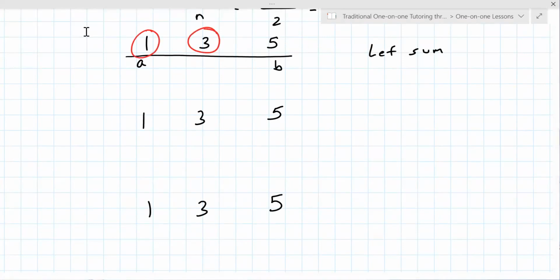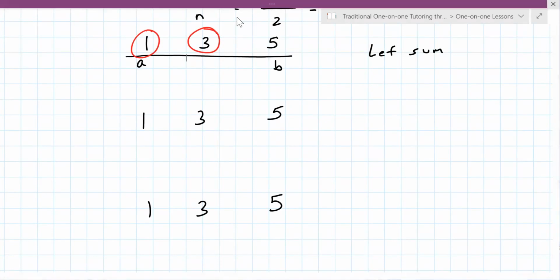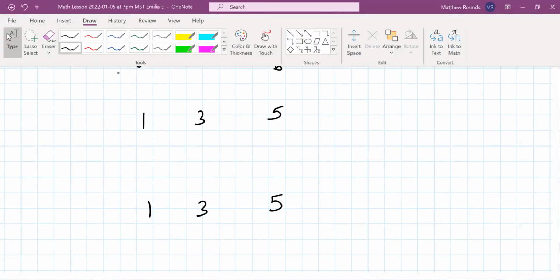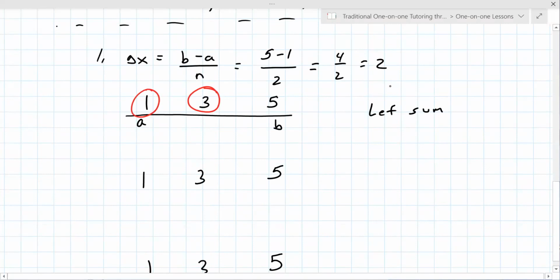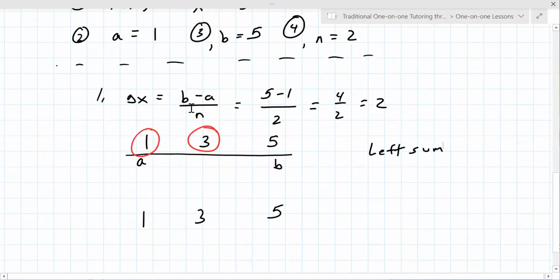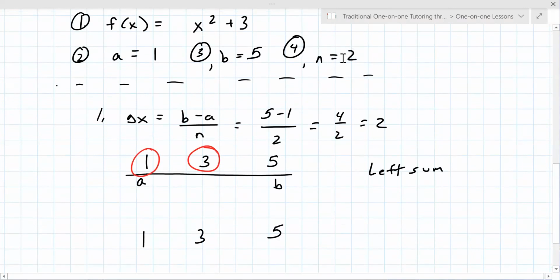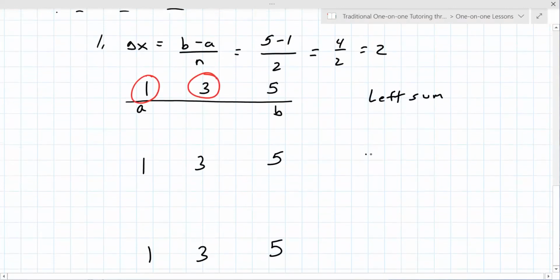Why? Because you have to start left. So you start with the left 2, because you have to start on the left side. It's because that's by definition. And then why is it 2? Because you only have 2 rectangles. Okay. It's a good question to ask.